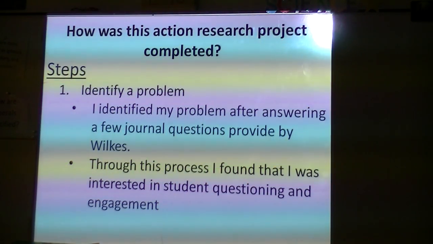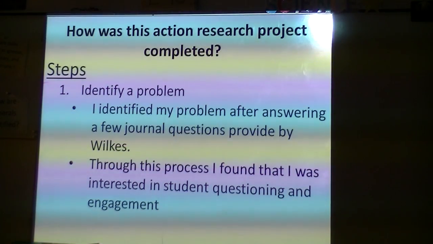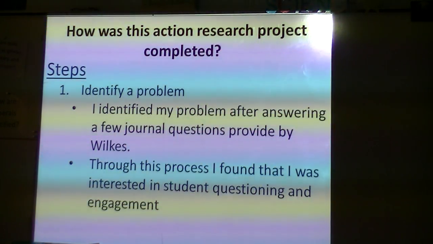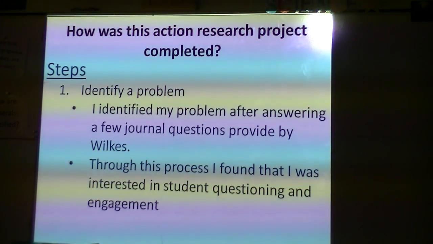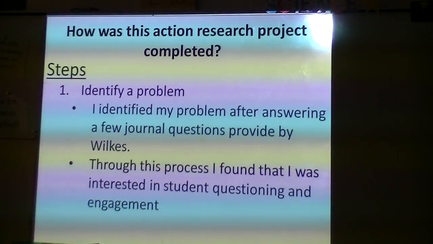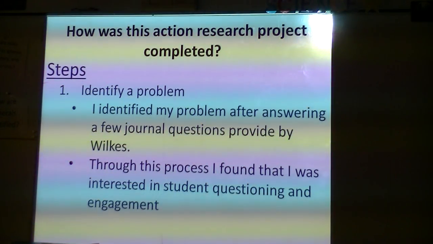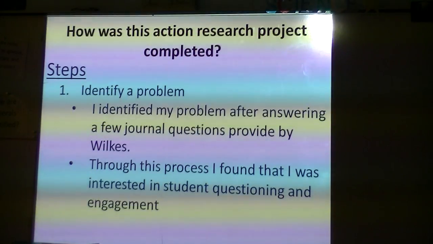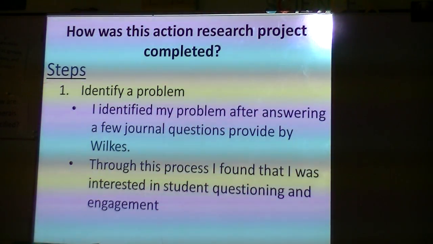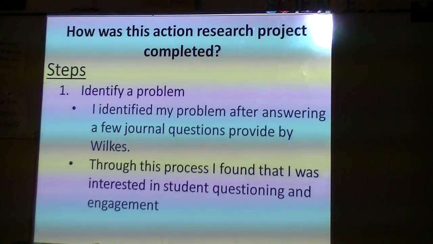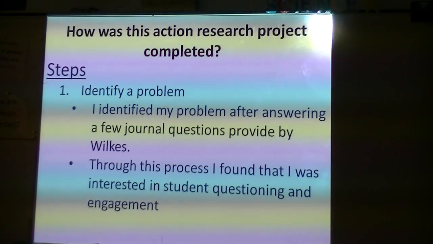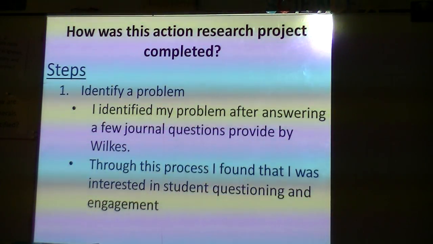I'm going to go step by step through the process of how I completed this project. The first thing is step one, identify the problem. I identified my problem by answering a few journal questions provided by Wilkes. Through those questions and processes, I found that I was interested in students creating their own LEQ questions and determining if that would create more engagement for the students throughout the unit.